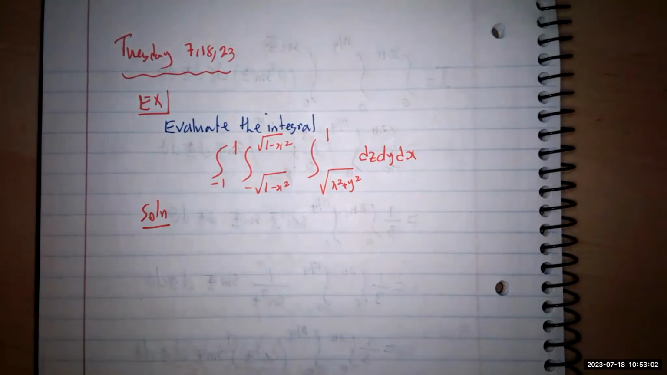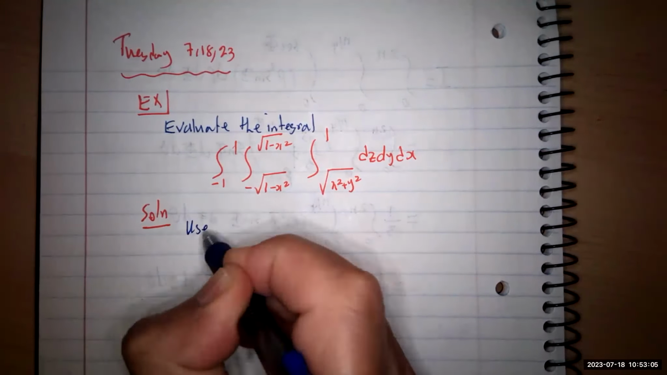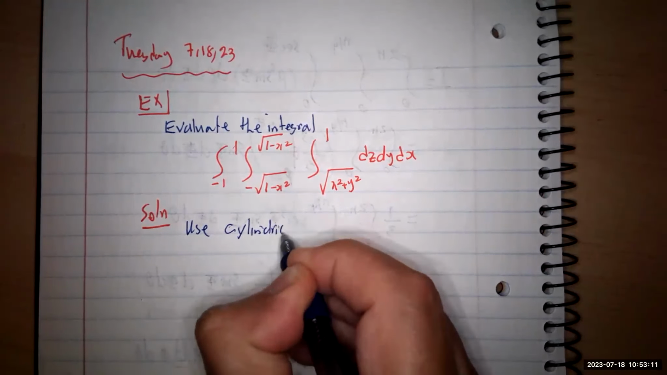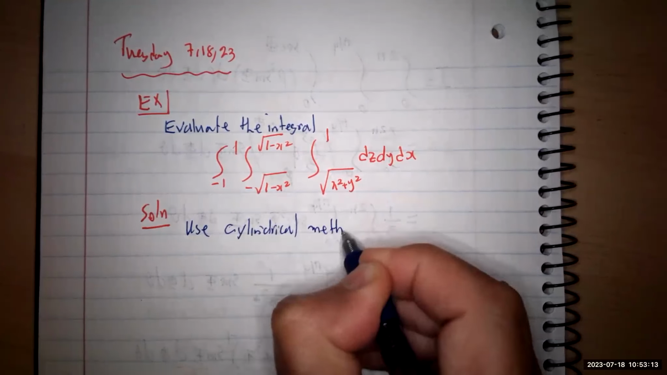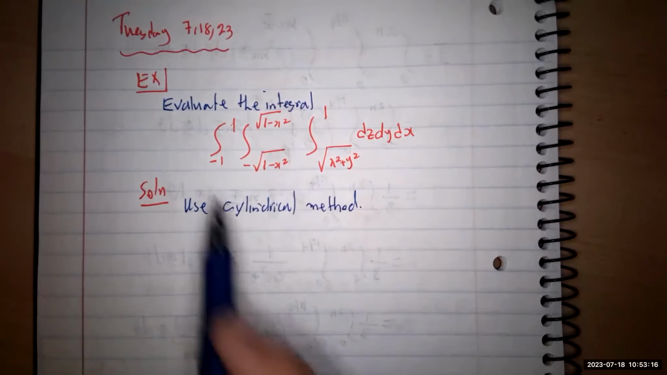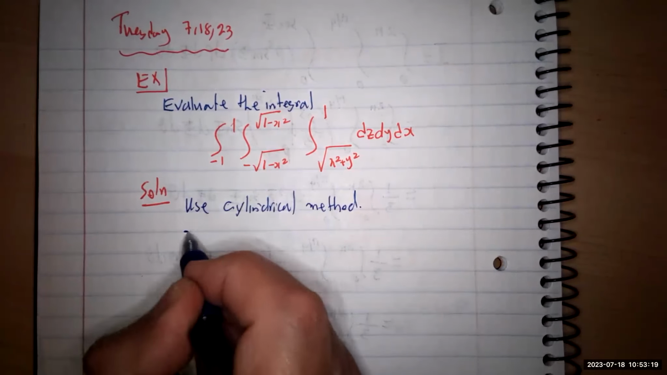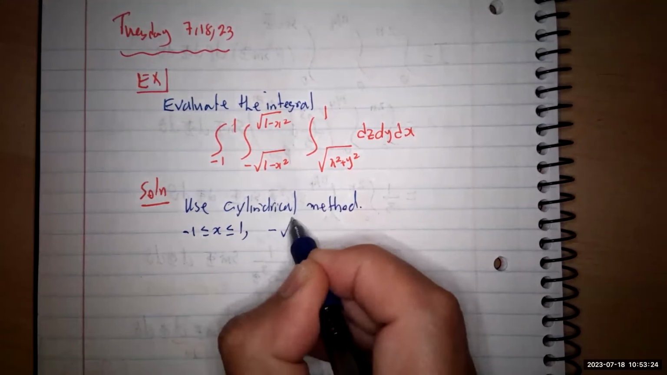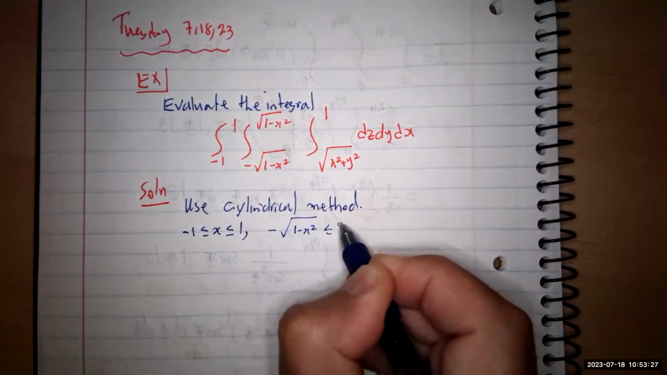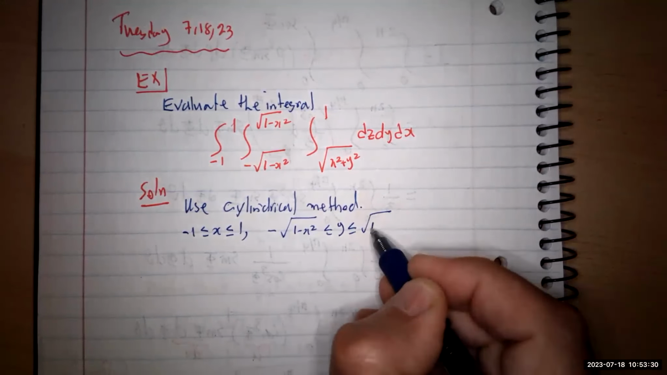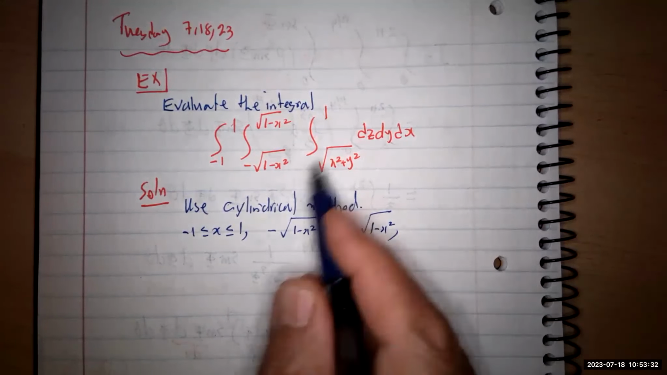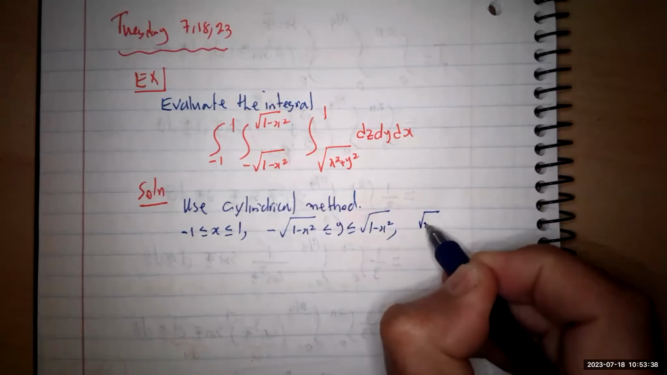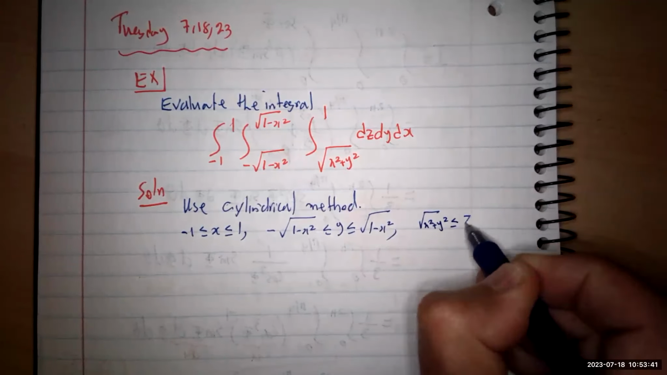So what we're going to do is use the cylindrical method. For the cylindrical method, this is it. We have x between -1 and 1, and we have y, which is nicely seated between this semicircle. And the other part, of course, is going to be your z. Your z is between radical x squared plus y squared and 1.